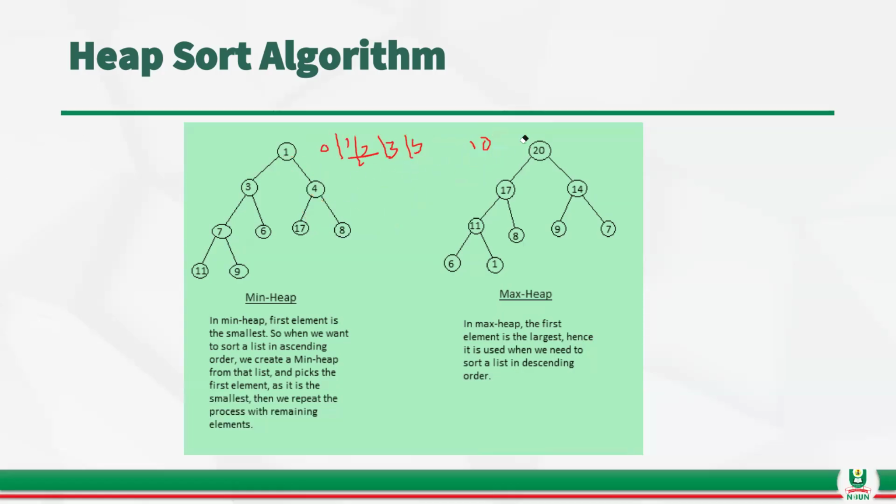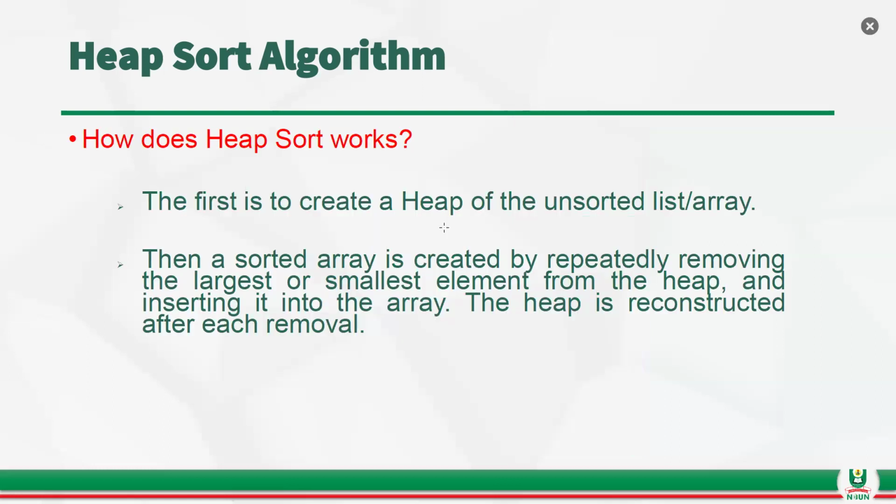Now let's go through an example together so you understand how a heap sort algorithm works. The first step is to create a heap of the unsorted data. When I say create a heap, you want to create something that will look like this. So how do we create it? We want to create a binary tree and put the unsorted data in it.